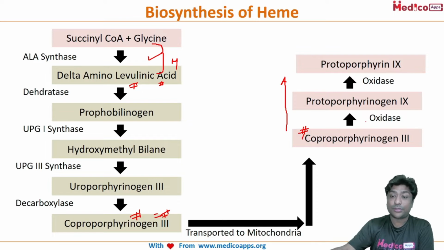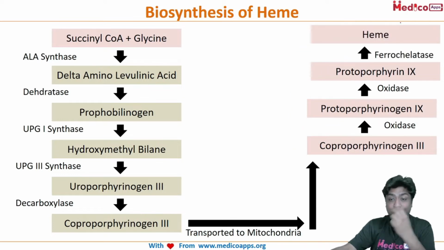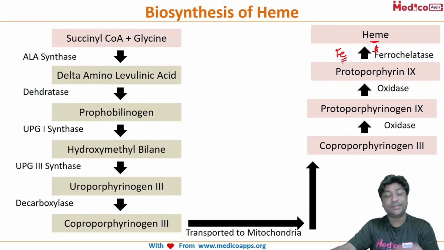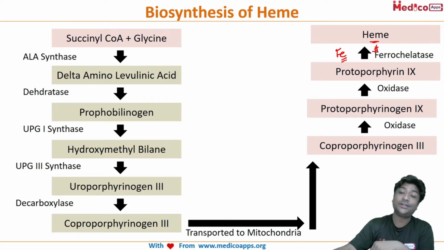This CpG will undergo two successive oxidations to form protoporphyrinogen. Remember, the first oxidase and second oxidase. First coproporphyrinogen is converted into protoporphyrinogen, and this protoporphyrinogen is converted into protoporphyrin. Then the last step: protoporphyrin is converted into heme with the help of ferrochelatase, and in this step iron is added.